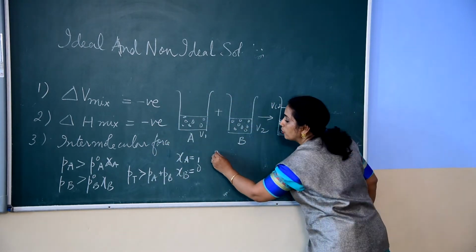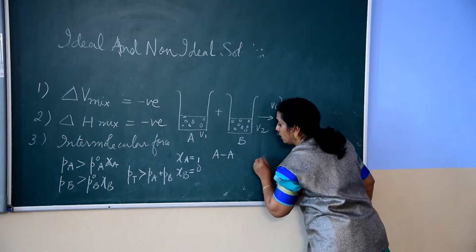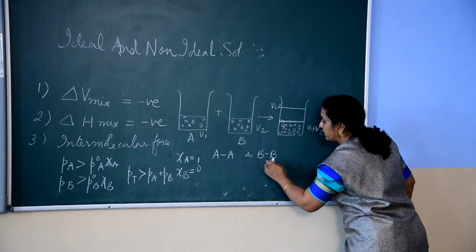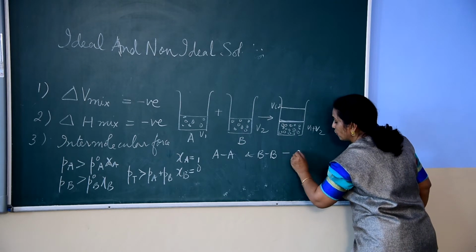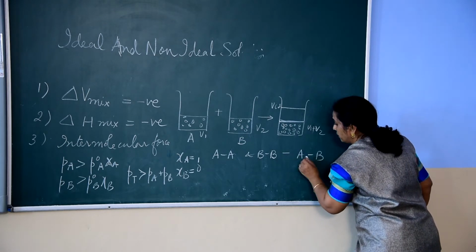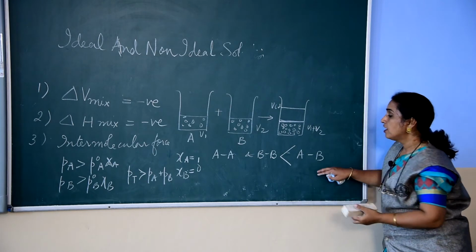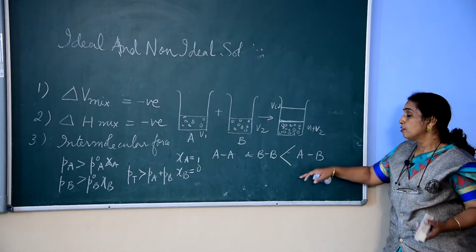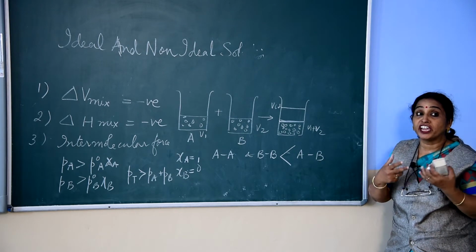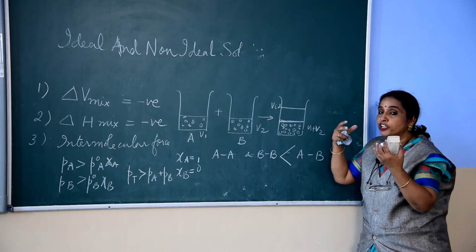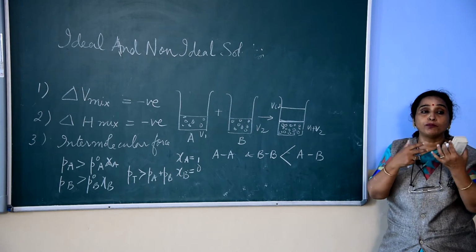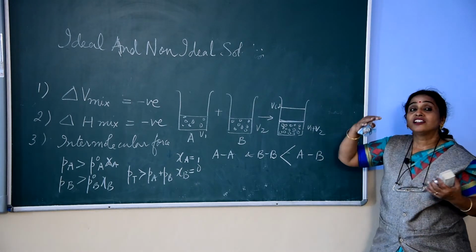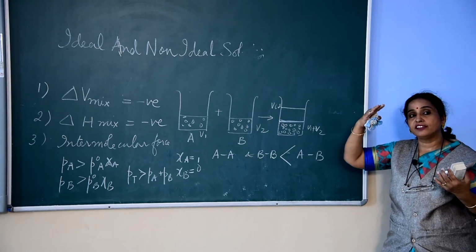The intermolecular forces between AA and between BB are much less than the intermolecular forces AB. Here AB intermolecular forces are much greater than AA and BB intermolecular forces. Because the intermolecular forces of A and B are greater, the particles in the solution are coming much closer to one another. As a result, the vapor pressure of the solution is decreasing.